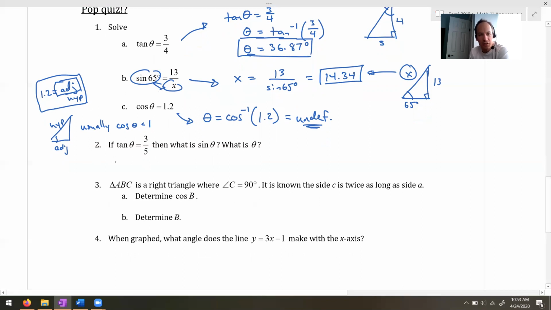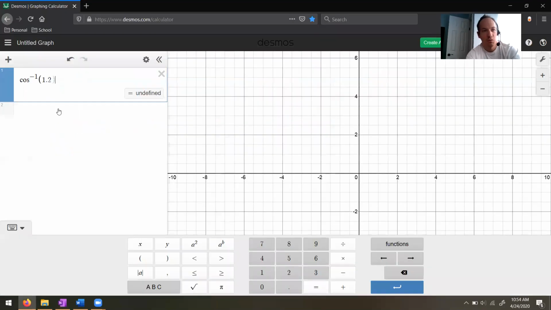Okay, question 2. Here's a different style. If tan theta is equal to 3 over 5, then what's sine theta? So what some people will do is they'll try and solve for theta, and they'll go inverse tan, and then they'll work out sine of that. But I'm going to show you a better way of doing it. This is the second question, what is theta? So I'm just going to work it out real quick. But that's not really the best way of doing the question.